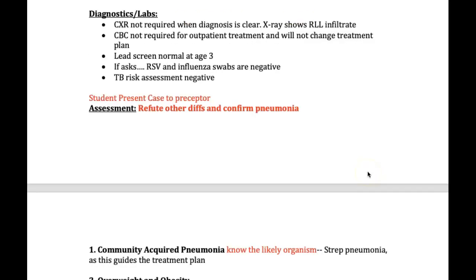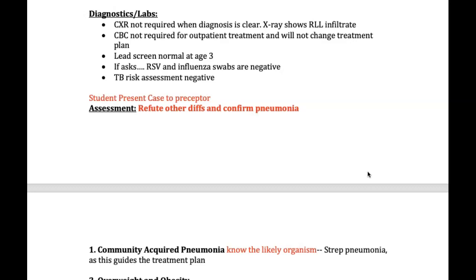After we have completed our physical exam, and again, remember we are picking up all of our signs that we had listed in each one of our differentials here under our objective exam. So assess all signs as well. Then we're ready to see if we need any diagnostics or labs. A chest x-ray would not be required if the diagnosis for pneumonia is very clear. However, if you ask for a chest x-ray, the x-ray did show a right lower lobe infiltrate.